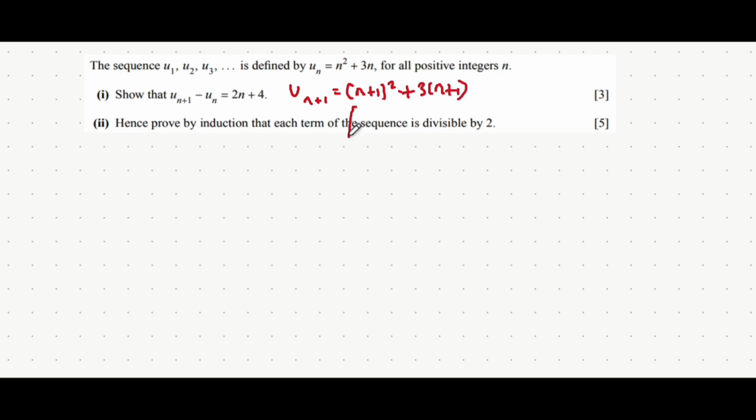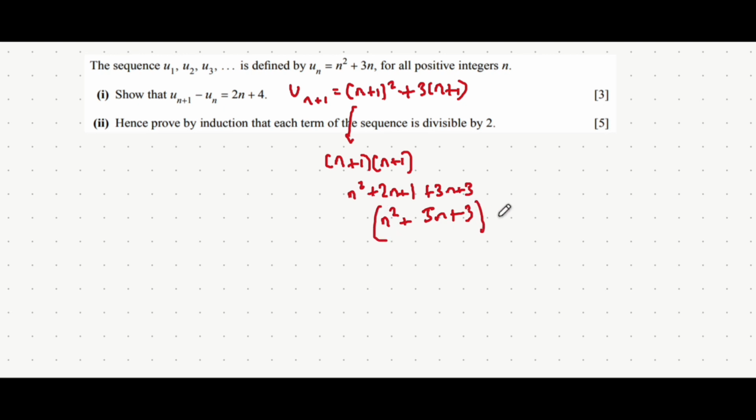Now, a lot of students make the mistake of just doing n squared plus 1, but I'm sure you guys know, because you're doing A-level further maths, that when you square something, you're just multiplying it by itself. So you can write it out as two separate brackets. That would then expand to n squared plus 2n plus 1. This bracket here would expand to 3n plus 3. Collecting the like terms, we'll get n squared plus 5n plus 3. That's your expression of un plus 1.